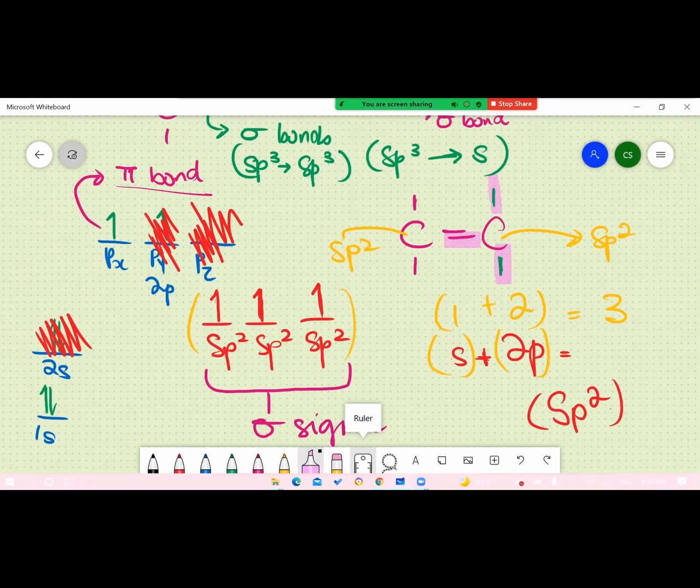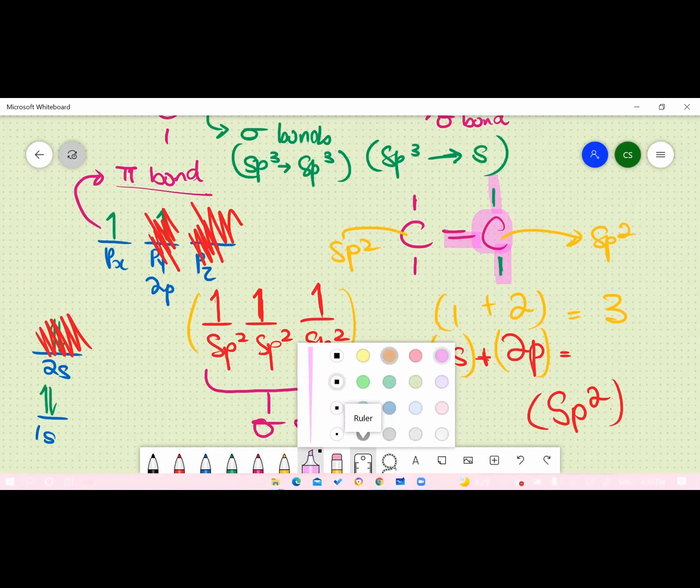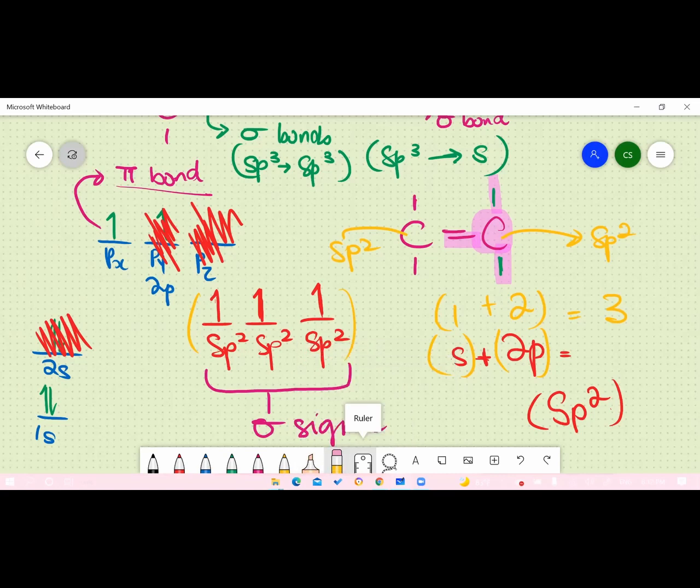For this carbon atom over here, right? And for the other carbon atom, this would be a sigma bond. This would be a sigma bond. This would be a sigma bond. And whichever one was the sigma bond for that would be another sigma bond for this one, right? That leaves you with 1 pi bond here. Clear?